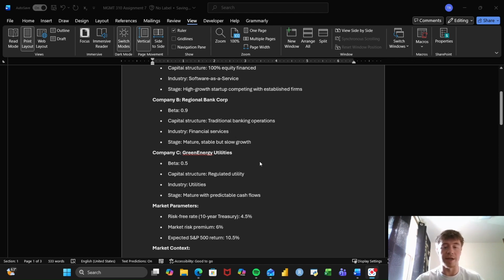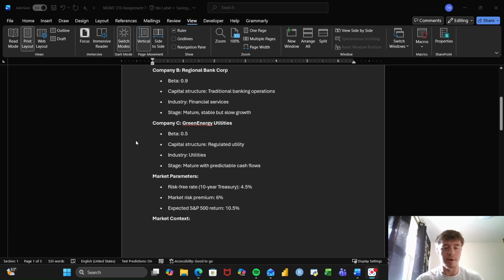And then we have an energy company with a beta of 0.5. So this investment isn't going to move up or down too much. It's going to be pretty stable. It's less volatile by a good amount compared to the market, and that's because it's just a utilities company. There's not too much going on. You can predict a lot of what's going on within the company. It's pretty similar year after year.